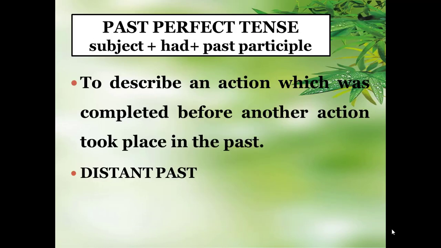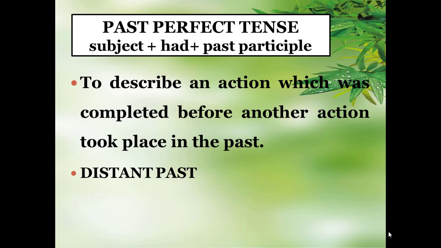The next tense is past perfect tense. The structure of past perfect tense is subject plus had plus past participle. This tense is used to describe an action which was completed before another action took place in the past. There are two pasts involved in past perfect tense.